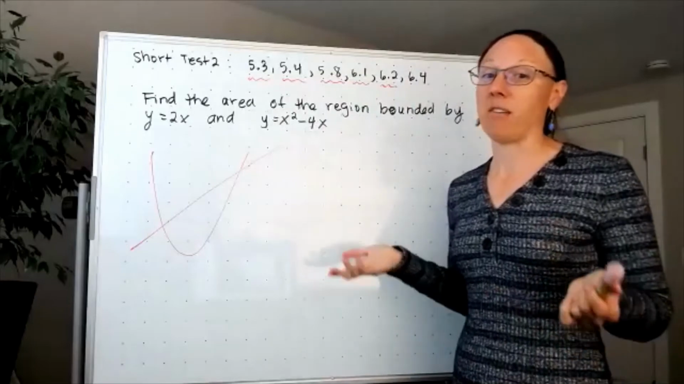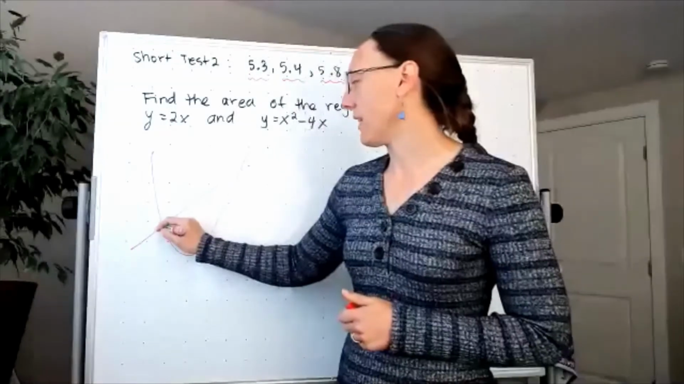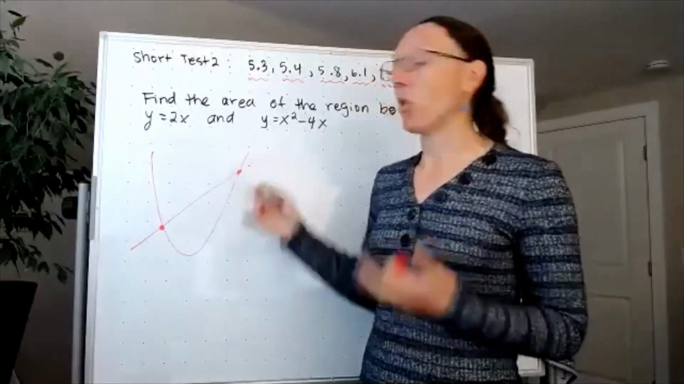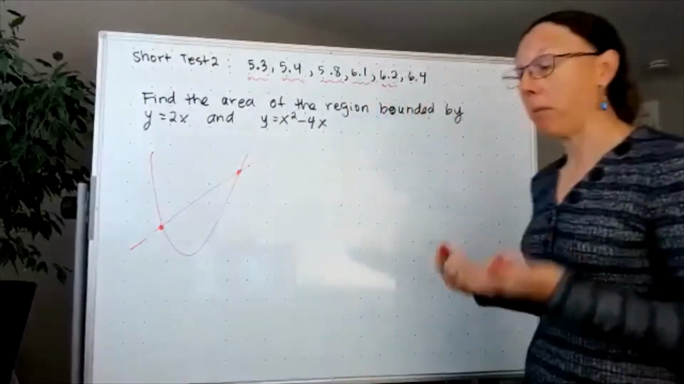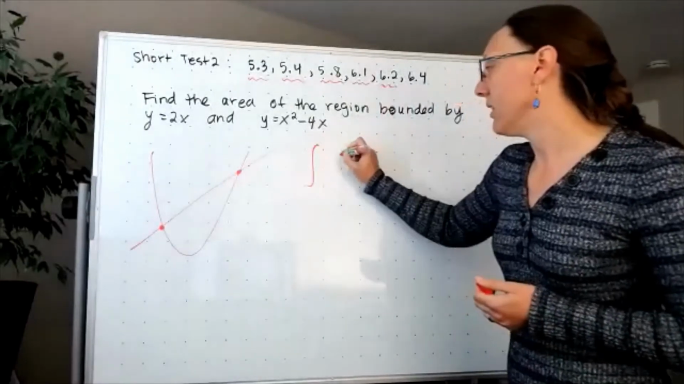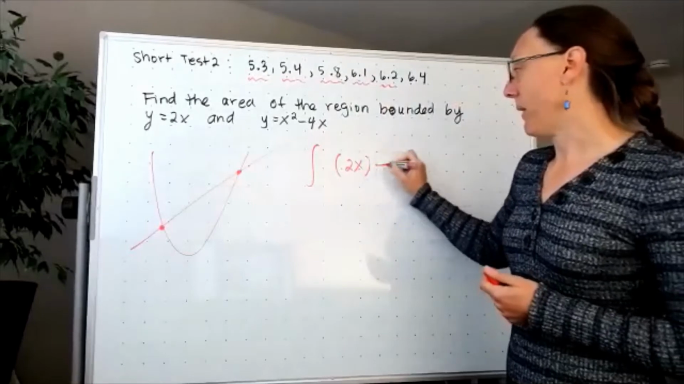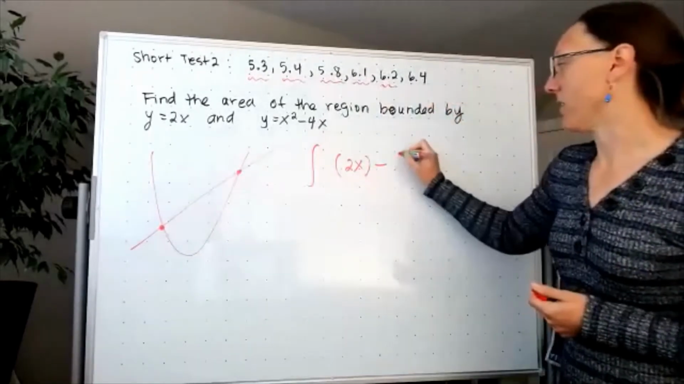Now, in order to actually finish writing our integral, I do need to know what the intersection points are so that I can get the bounds. But partial credit, I already know it's line on top minus parabola on the bottom.